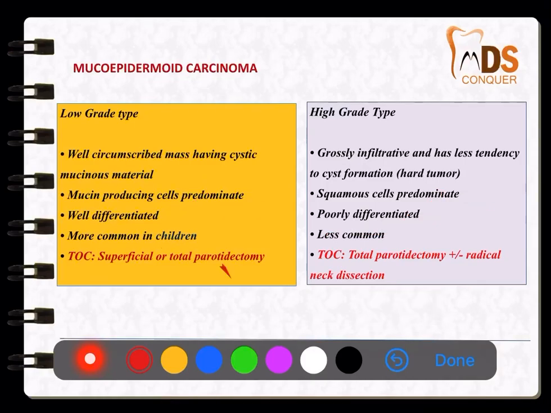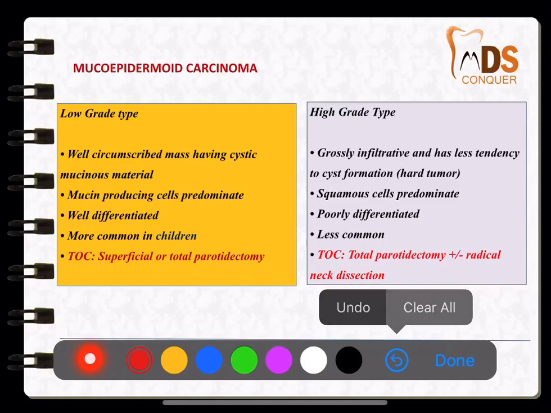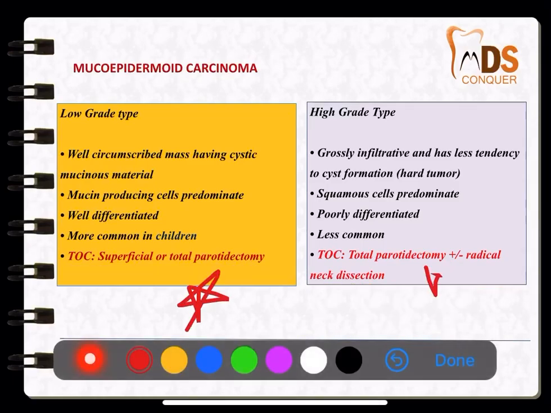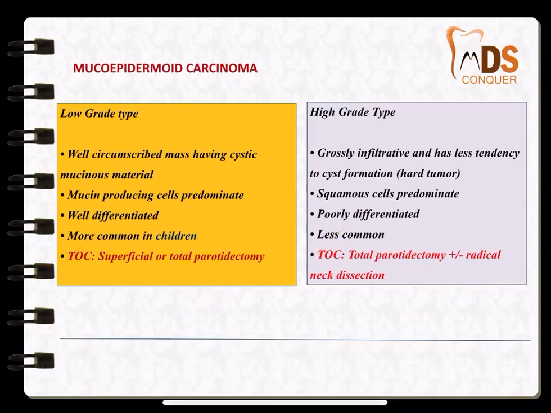The treatment of choice for the low grade type of mucoepidermoid carcinoma is either superficial or total parotidectomy. For high grade, it is total parotidectomy with or without radical neck dissection. If lymph nodes are involved, then even those lymph nodes have to be dissected. These treatment modalities from the surgical point of view are very, very important, so do make a note of that. The ones which I have highlighted in red color, do make a note of, and the others also you can just make a note.